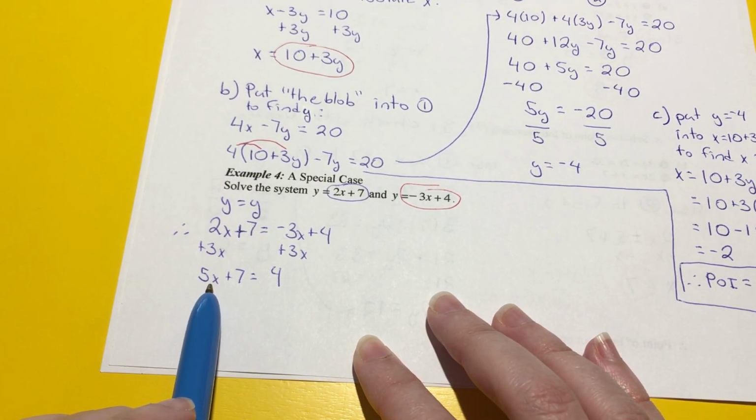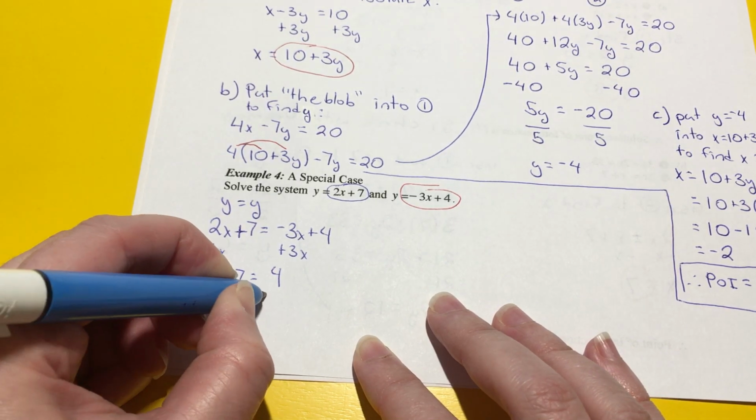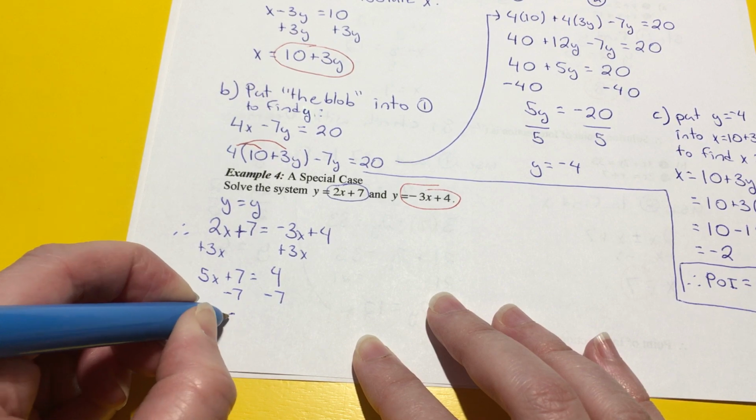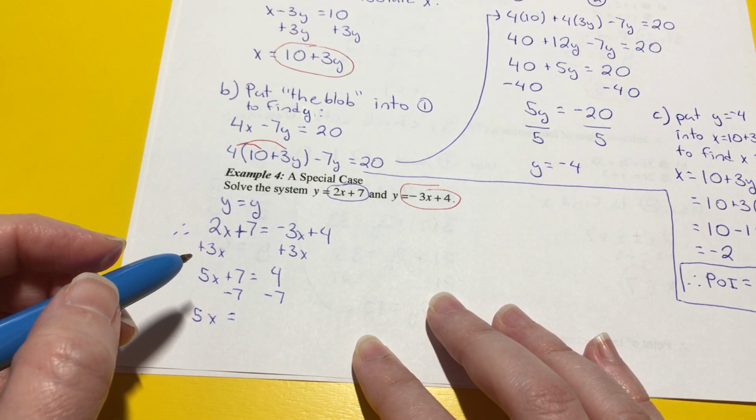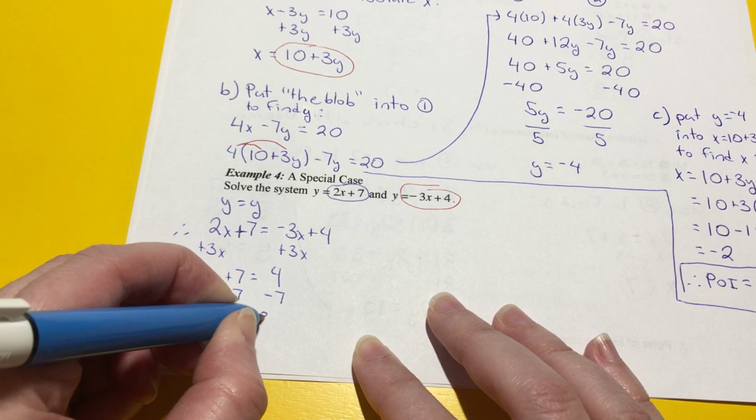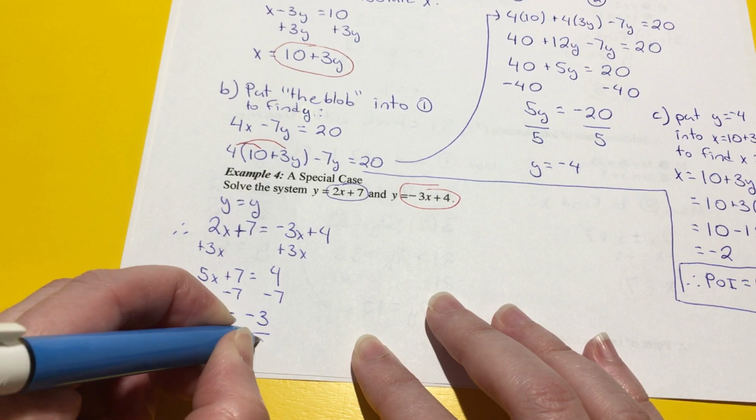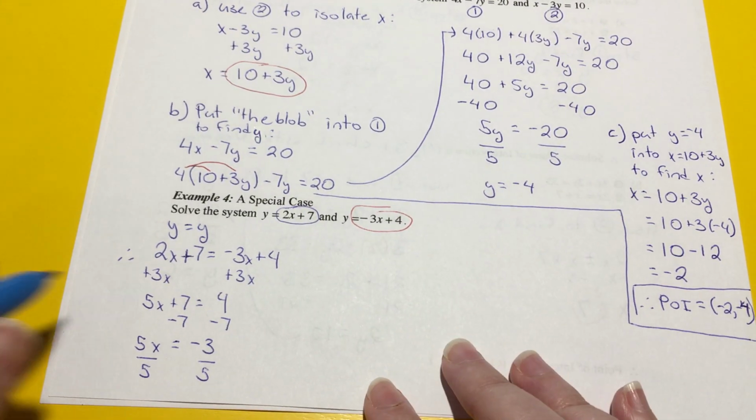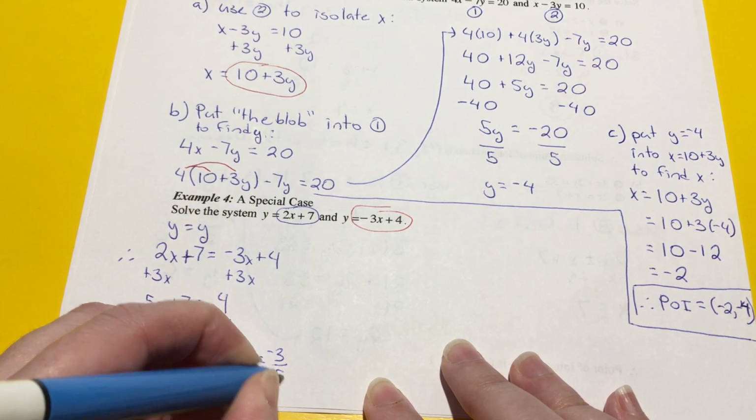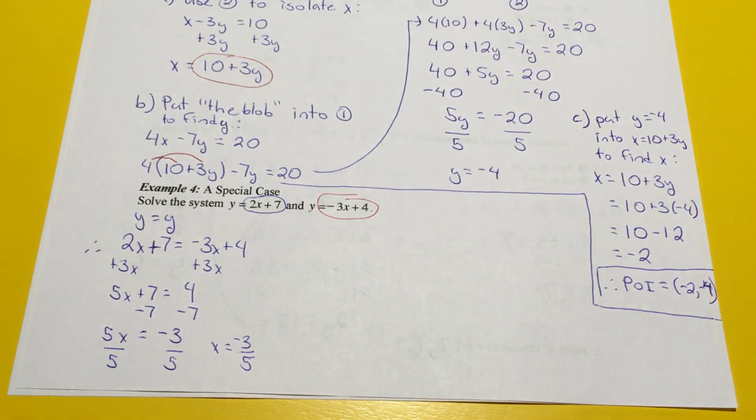Now we're going to get rid of this. Sorry, get rid of the 7 first. So we're going to subtract 7 on both sides. So 5x equals, well, 4 minus 7 is -3. And now to get rid of that 5, we're going to divide by 5. So that means our x is -3/5. And yes, you can get fractions for these, and that's okay.